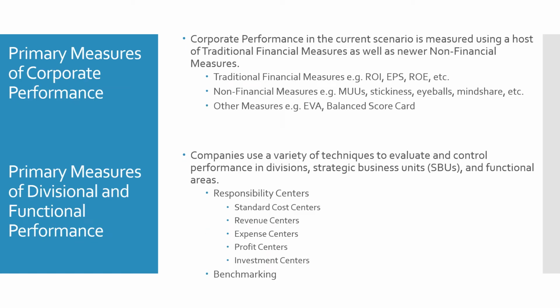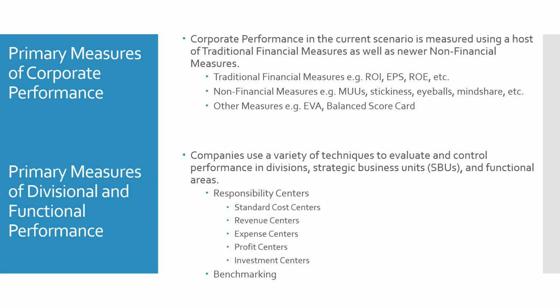Coming to primary measures of corporate performance. Corporate performance in the current scenario is measured using a host of traditional financial measures as well as newer non-financial measures. The most commonly used traditional measure of corporate performance, that is in terms of profits, is return on investment, ROI. It is simply the result of dividing net income before taxes by the total amount invested in the company.